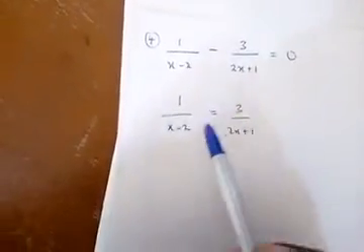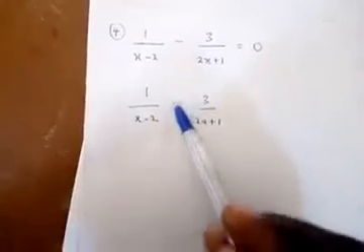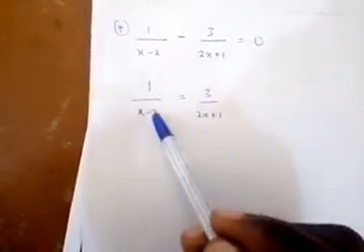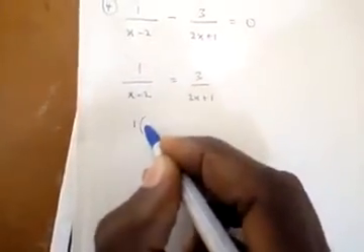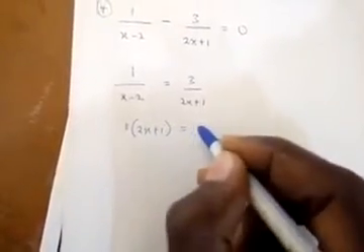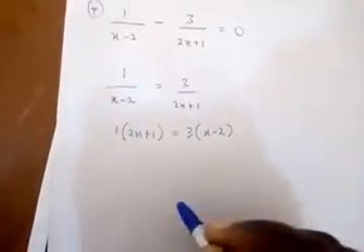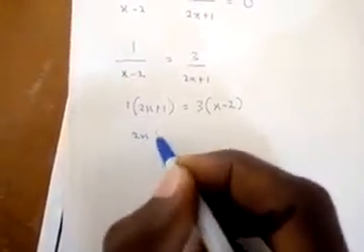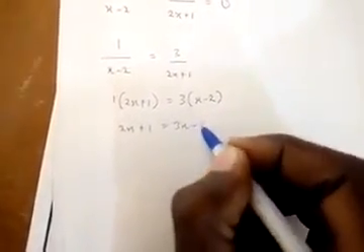Okay, so from here we can now cross multiply. You can confidently cross multiply. That is, this guy will multiply this guy, and then this will multiply that. So I'll have 1 into 2x plus 1 is equals to 3 into x minus 2. So 1 times 2x gives me 2x. 1 times 1 gives me 1. 3 times x gives me 3x. 3 times 2 gives me 6.